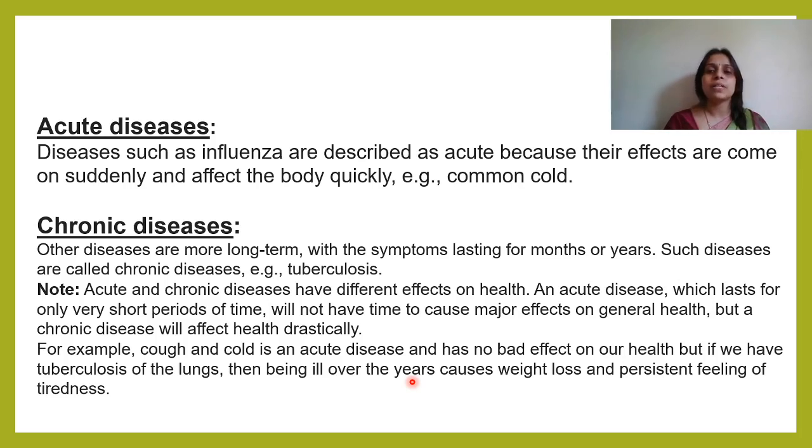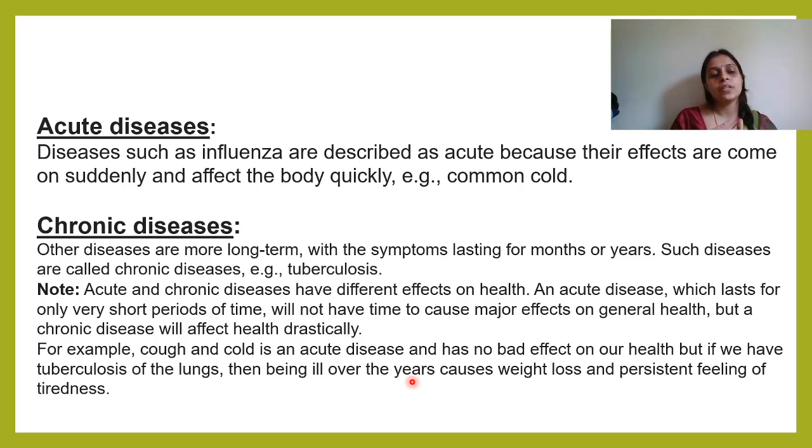This is described as acute because the effects come suddenly and affect the body very quickly. Another example is the common cold, cough, etc. Chronic: some diseases are long term, with symptoms that last for months or years. Such diseases are called chronic. For example, tuberculosis.